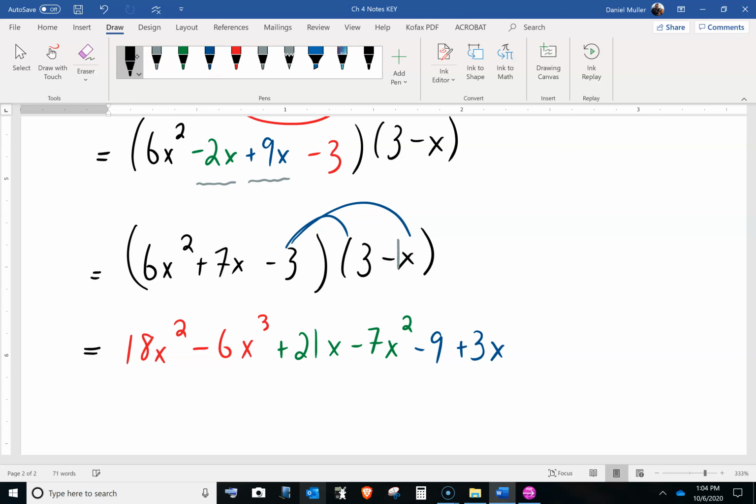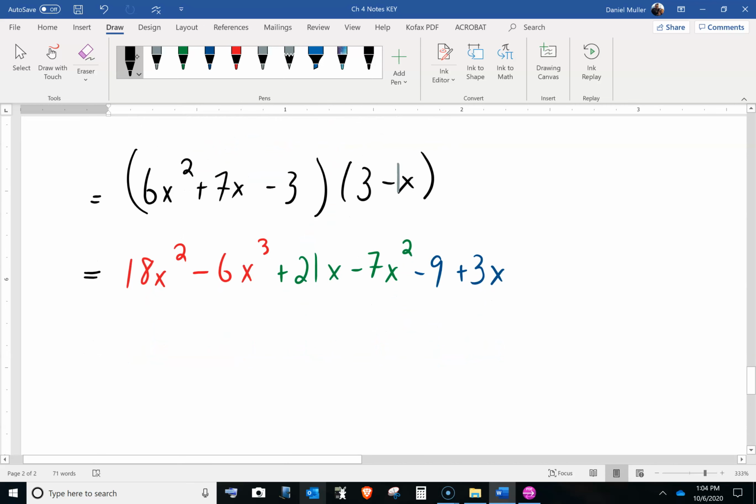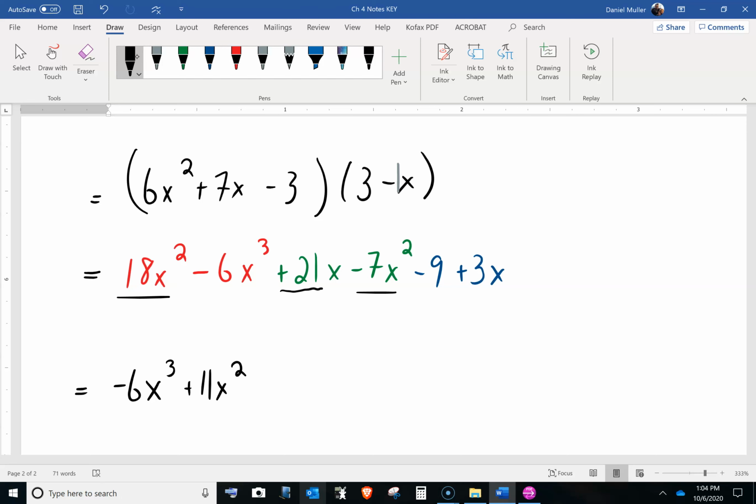So we need to combine now some like terms, if there's anything alike. So I see this negative 6x cubed. It's the only x cubed in there, so I'll write that down, negative 6x cubed. Now I do have an 18x squared and a negative 7x squared, which get me a positive 11x squareds. And then I see a 21x and a 3x, which will get me a 24x. And then there's an additional minus 9 at the end.